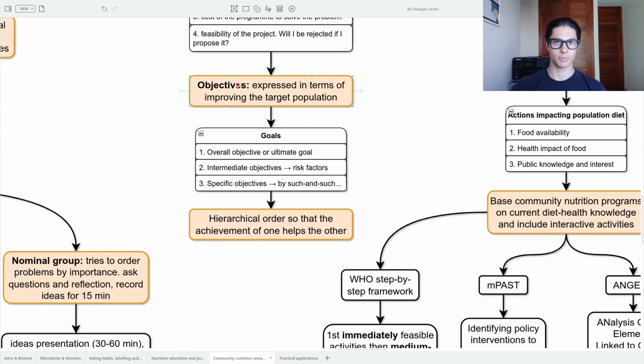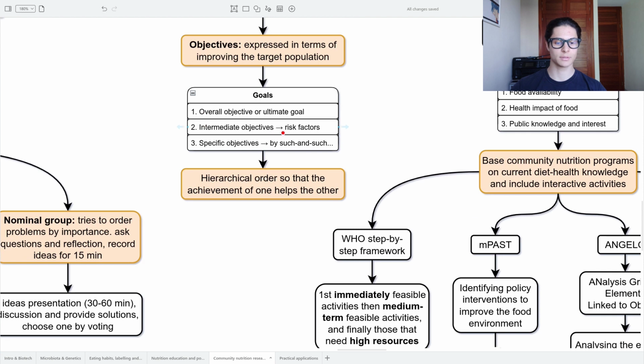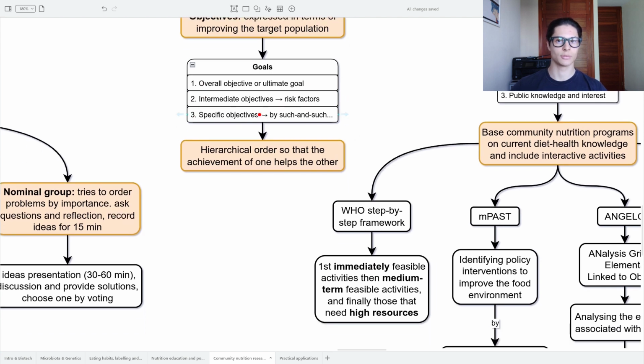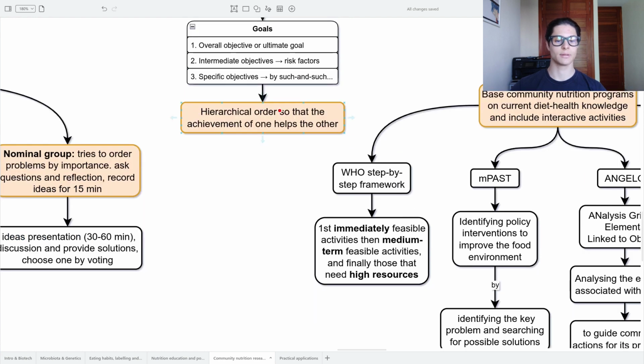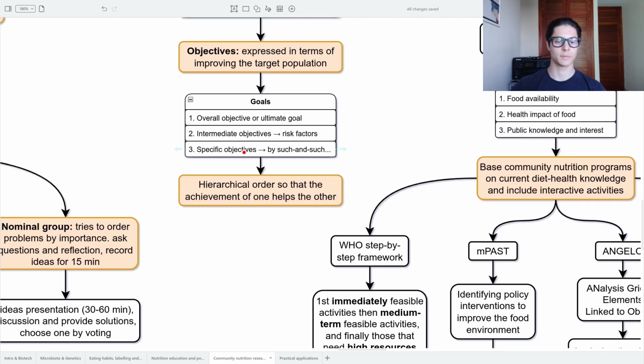And then after the priorities we have the objectives. These are expressed in terms of improving the target population. The goals are overall objective or ultimate goal, the intermediate objectives, which assess the risk factors, and the specific objective. So we're going to do this by such and such. There is a hierarchical order so that the achievement of one helps the other. If we complete specific objectives, we're going to complete part of the intermediate, which are going to complete part of the ultimate goal, the main objective.